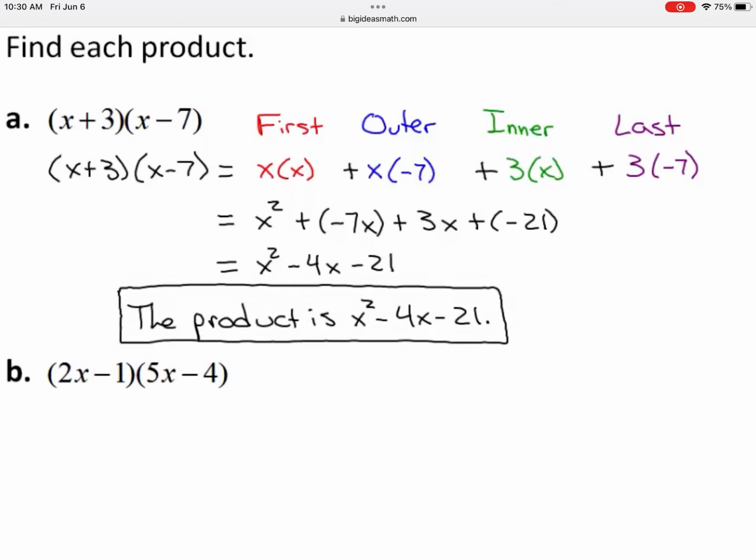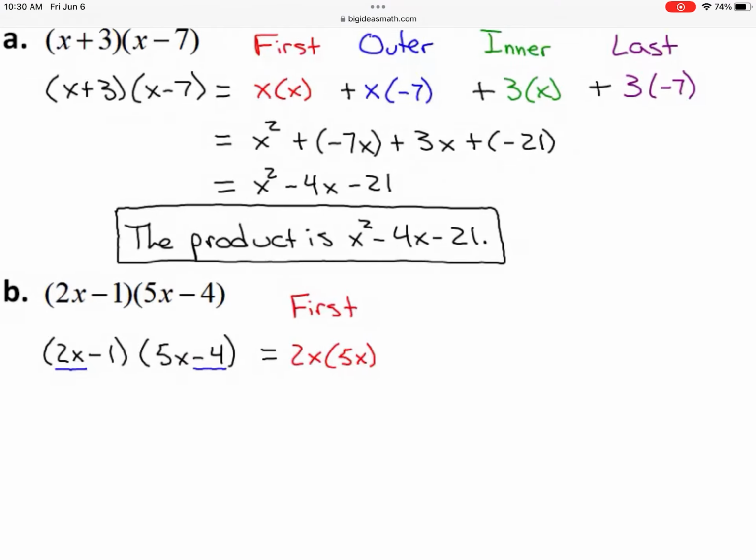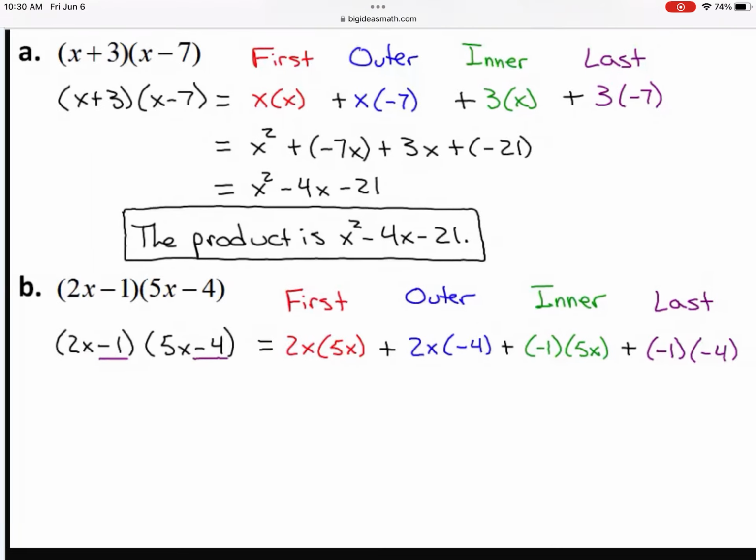Part B. The quantity 2x minus 1 times the quantity 5x minus 4. Use the FOIL method. Multiplying the first terms gives 2x times 5x. Multiplying the outer terms gives 2x times negative 4. Multiplying the inner terms gives negative 1 times 5x. And multiplying the last terms gives negative 1 times negative 4.